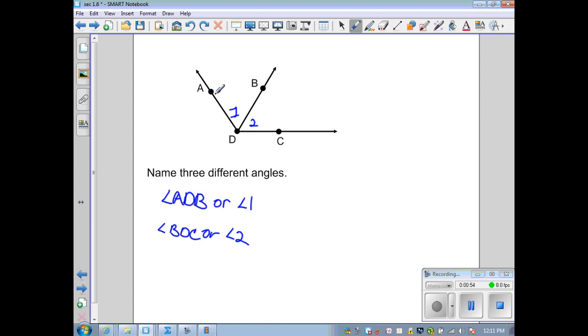My third angle is the larger angle, which makes up both angle 1 and angle 2, which is angle ADC. Again, using D as the middle point to identify that angle. Also understand that I cannot use point D by itself to identify either of these angles. Point D makes up three angles, of angle 1, of angle 2, and angle ADC. The only time that I can identify an angle by its vertex alone is when there is one angle associated to that vertex. Here, point D is the vertex of three different angles.